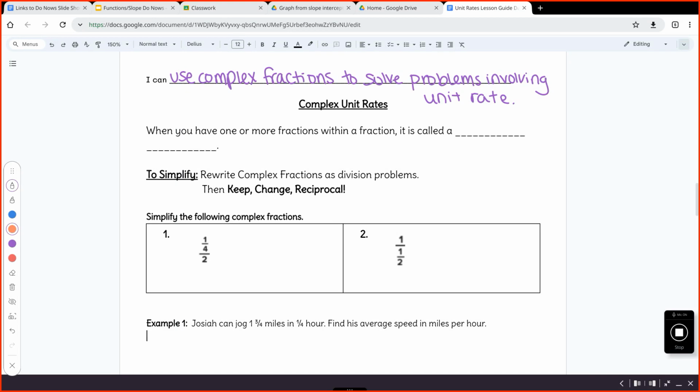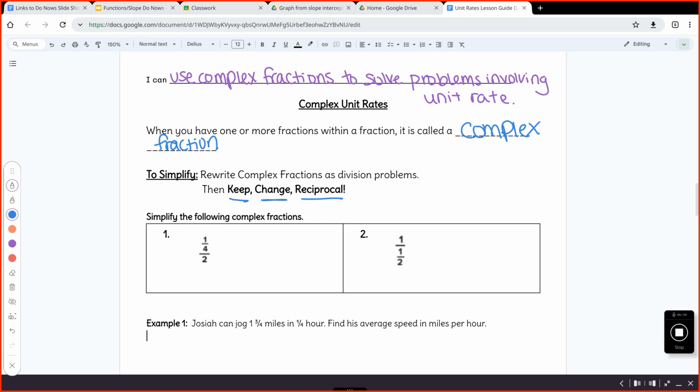Hi there, in this video we are going to go over how to use complex fractions to solve problems involving unit rate. When you have one or more fractions within a fraction, this is called a complex fraction. To simplify a complex fraction, you would just look at them as division problems. You turn it into a division problem and then solve it as you would any other dividing fractions problem by keeping the first number, changing the division to multiplication, and then flipping the last fraction to its reciprocal.